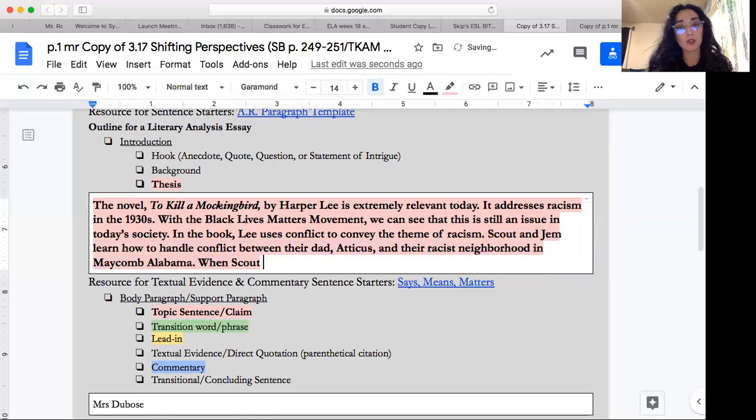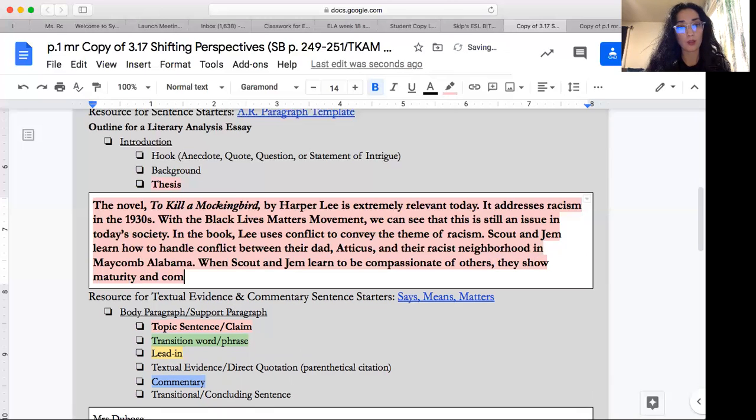When Scout and Jem learn to be compassionate of others, so remember, they learn how to put themselves in someone else's shoes. They show maturity and coming of age. Okay, so that's it. I finally connected those things that I noticed to coming of age.